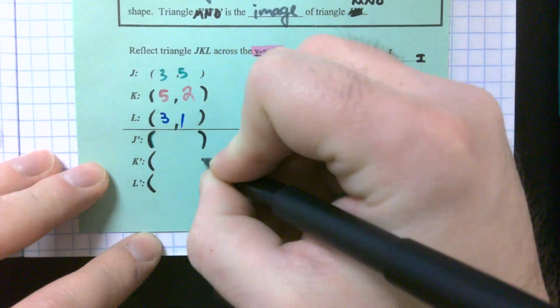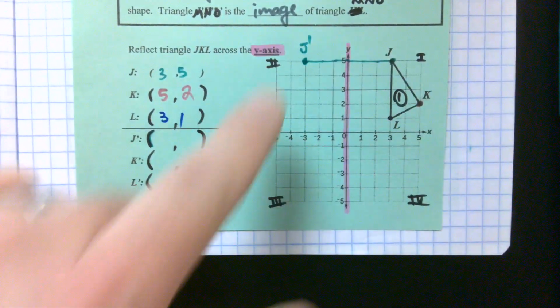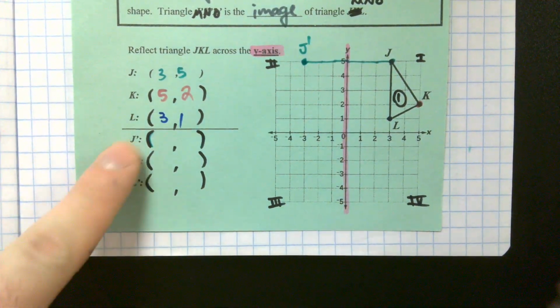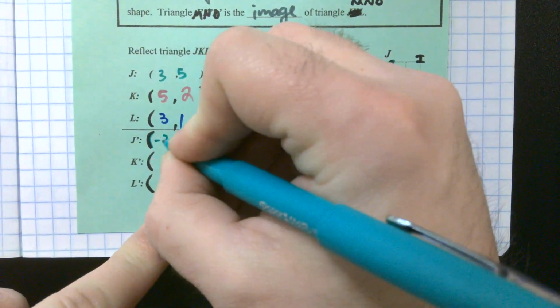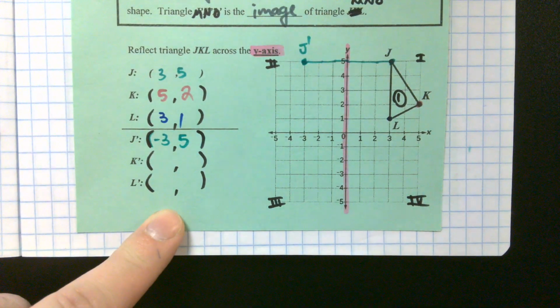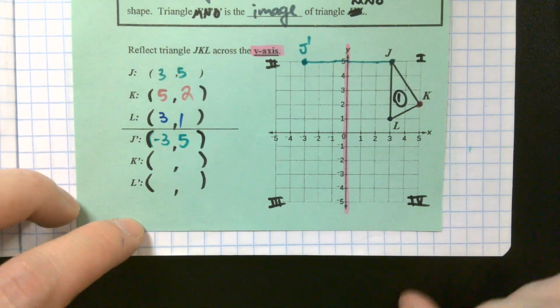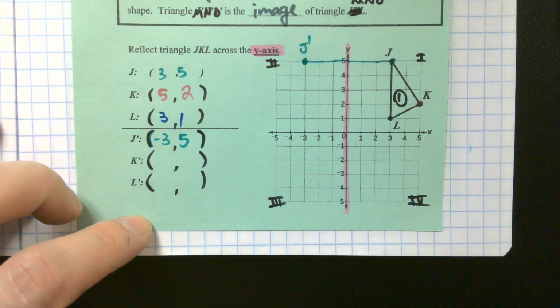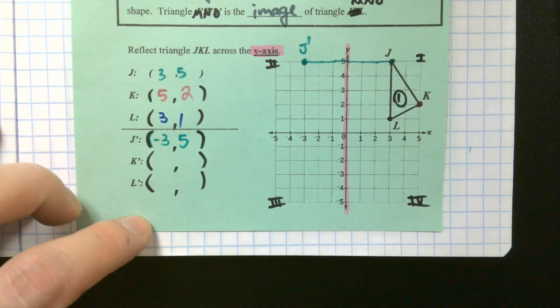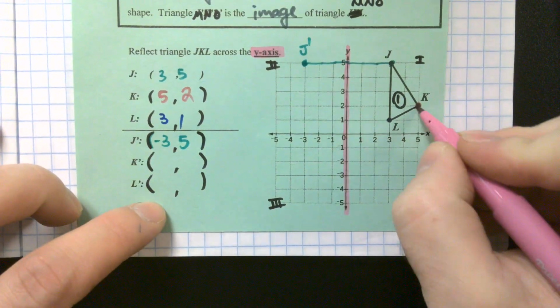And what are those coordinates? Anyone figure out what are the coordinates there for that J prime point? You said what? 5, negative 3. Very close. Flip it around. Negative 3, 5. Okay. Everybody see how I figured out where J prime is? Yeah? Okay.